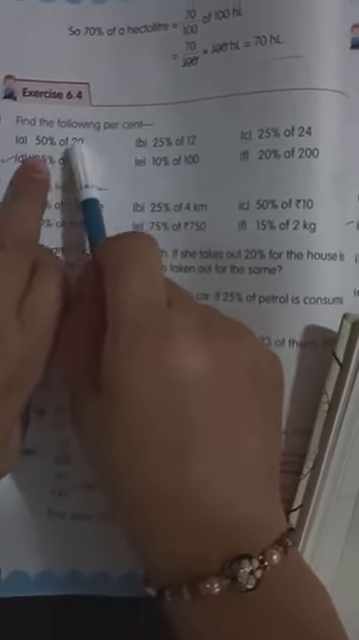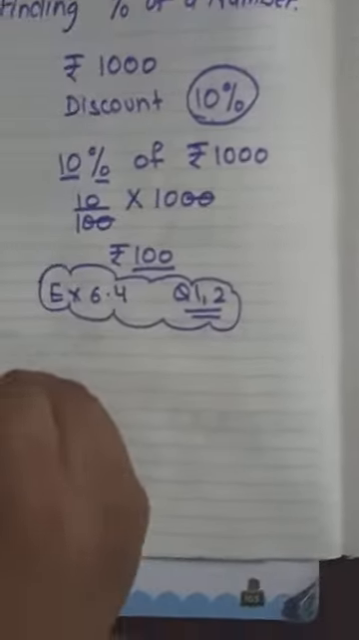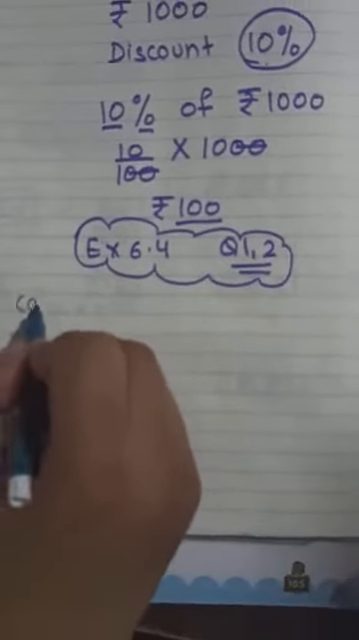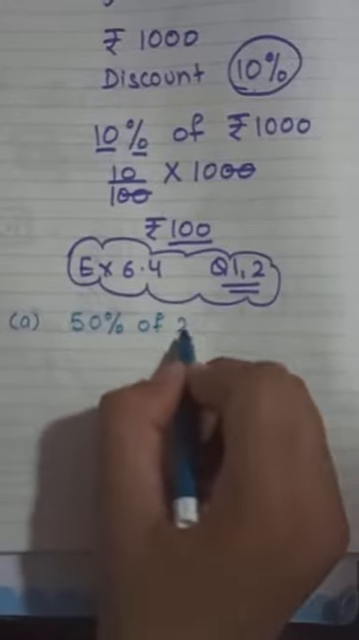Find the following percent. It is 50% of 20. You should know this orally also. 50% means half. And what is half of 20? 10. So the answer will come 10. But when we are going to do it with pen and paper, it will be like exercise 6.4. I am doing A part. We have to find 50% of 20.